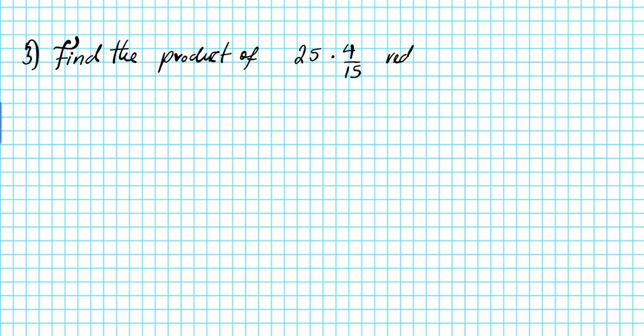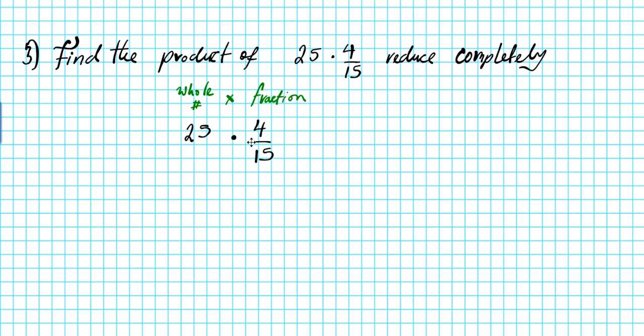Okay, now let's take a look at question number 3. What if we're to find the product of 25 and 4/15, and we're to reduce our results completely. How do we do that? 25 times 4 over 15 is a scenario where you're multiplying a whole number by a fraction.